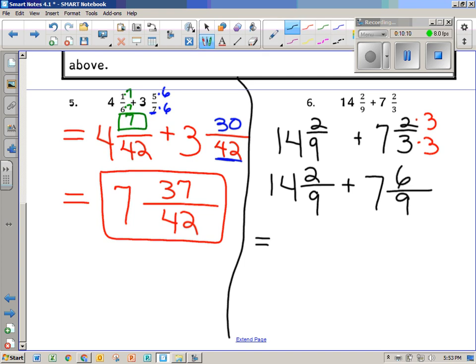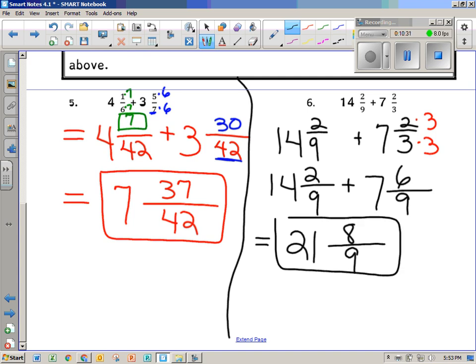Now I'm ready to add because I have like denominators. So 14 and 7 is 21. Keep the denominator. 2 and 6 is 8. Remember, it's like 2 apples plus 6 apples, that's 8 apples. 9 kind of representing my figurative apple there. 2 and 8/9.